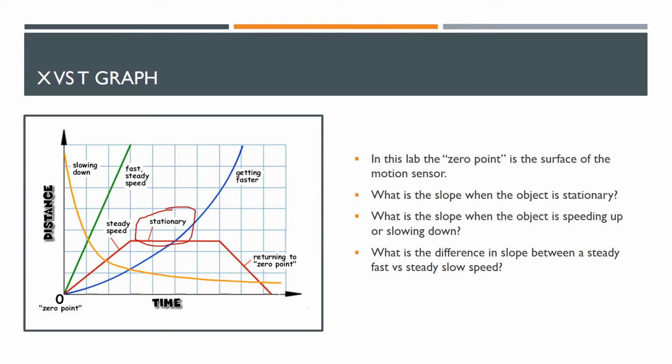What is the slope when an object is speeding up or slowing down? So here we have slowing down, here we have speeding up. What is the difference in slope between steady fast versus steady slow? So we have steady fast and we have steady slow. How are those slopes related to each other and what do they mean? I'm not going to go into that here. That's something that you'll need to think about in today's lab.